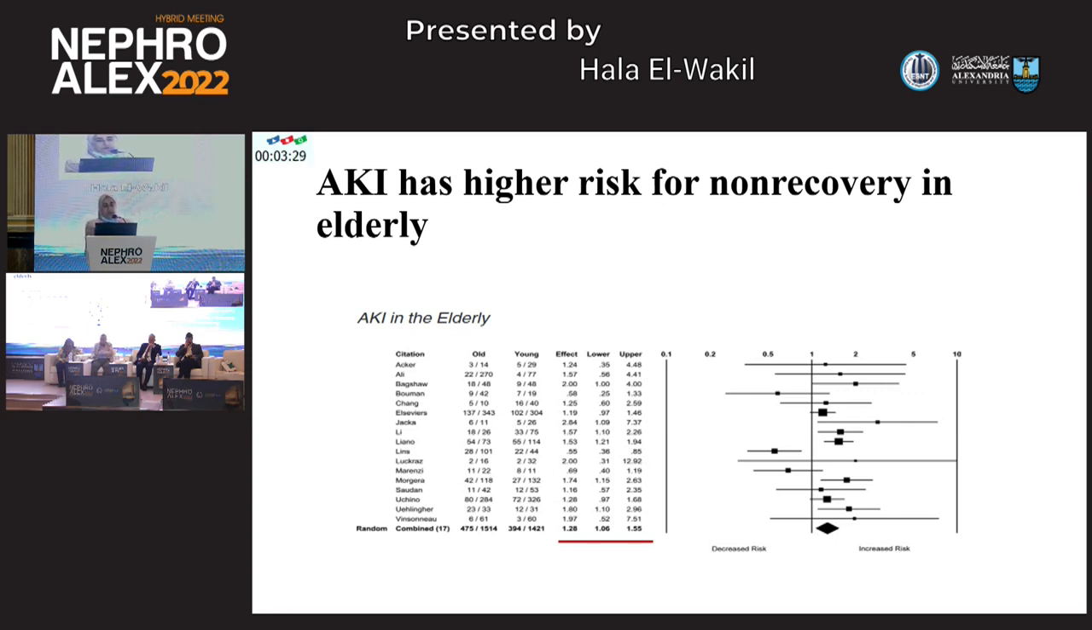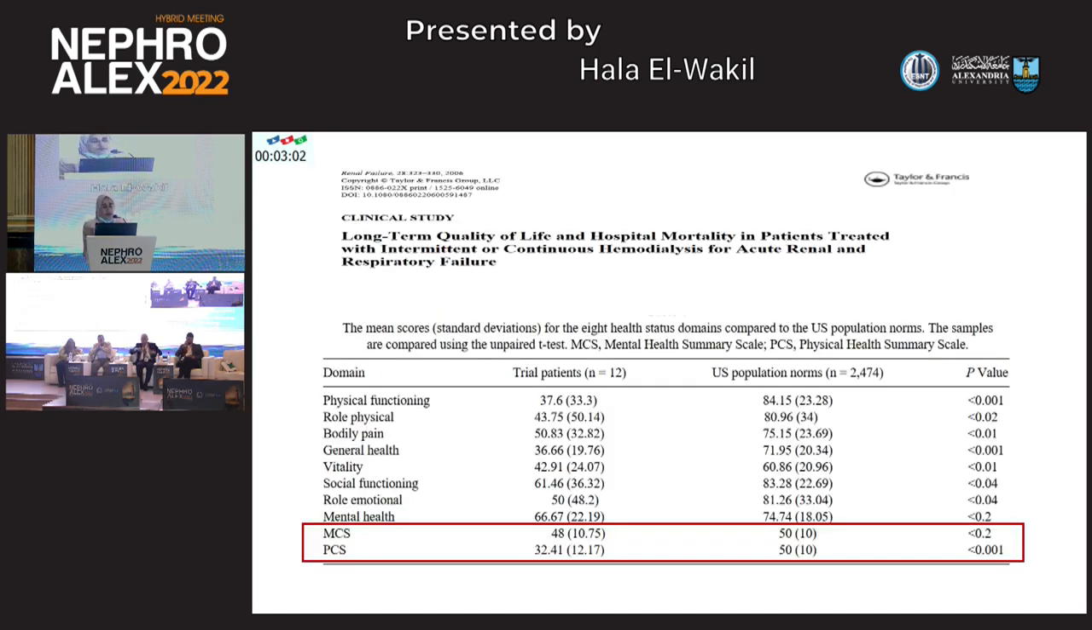As regards non-recovery or CKD as an outcome, this meta-analysis shows that elderly people have a 28% higher risk of progressing to chronic kidney disease and end-stage renal disease in comparison to their young peers. As regards quality of life, we have this elegant study which showed that those who survive AKI in elderly have a poor physical component of quality of life, but the mental component is the same, and also the items under the domain of the physical component are all reduced in those patients following AKI.